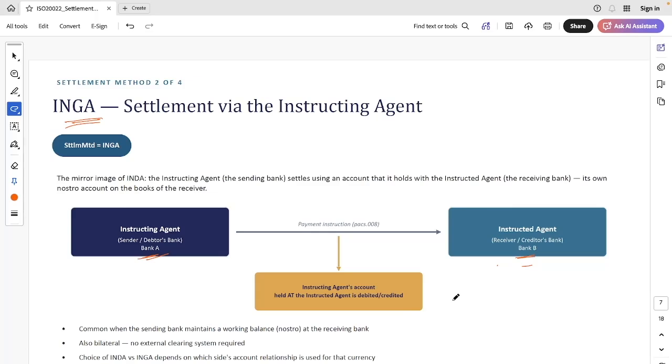This is also a bilateral settlement method. There is no clearing system involved and there is no separate cover payment. The choice between INDA and INGA depends upon which bank holds the settlement account with the other bank.